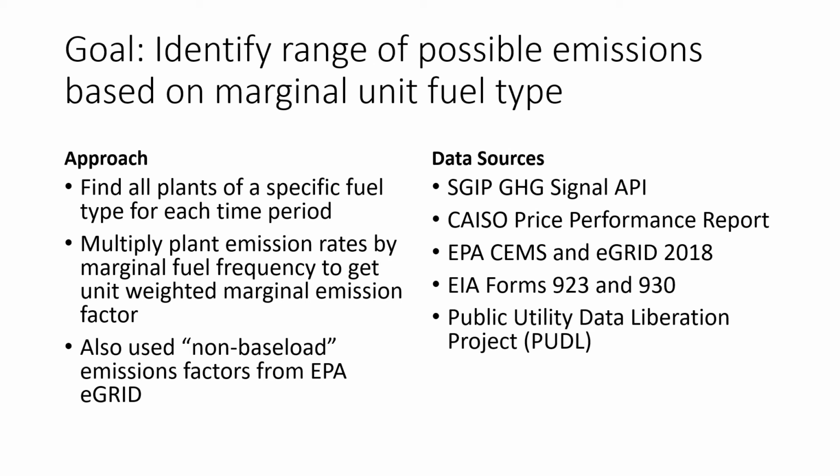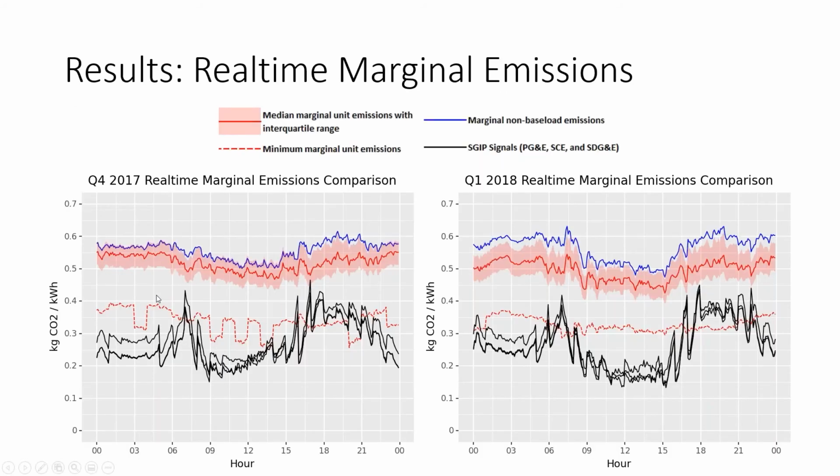So what are the results? First, looking at the real-time marginal emission signal such as that used by the SGIP program, these two charts just show two different time periods of the marginal emission signals averaged on a quarterly basis, since the CAISO data was provided aggregated at the quarterly level. On the x-axis, we have the hour of the day. On the y-axis, we have kilograms of carbon dioxide per kilowatt hour, which is the marginal emissions rate. And the black line represents the SGIP signal values for the three major IOU territories, which differ slightly based on the different wholesale prices in each region, but generally track together.